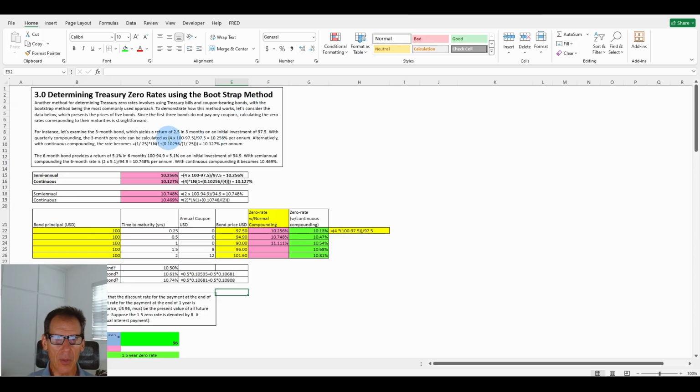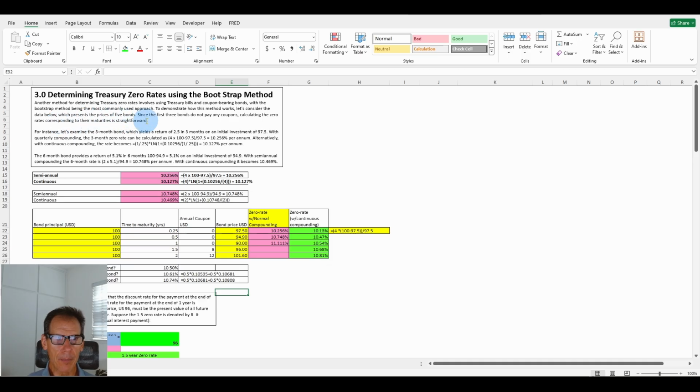All I'm going to say is this takes patience in understanding and in working through what it takes to bootstrap in order to price Treasury zero rates using the bootstrap method. Another method for determining Treasury zero rates involves using Treasury bills and coupon-bearing bonds, with the bootstrap method being the most commonly used approach. To demonstrate how this method works, let's consider the data below, which represents the price of 5 bonds. Since the 3 bonds do not pay any coupons, calculate the zero rates corresponding to their maturities.